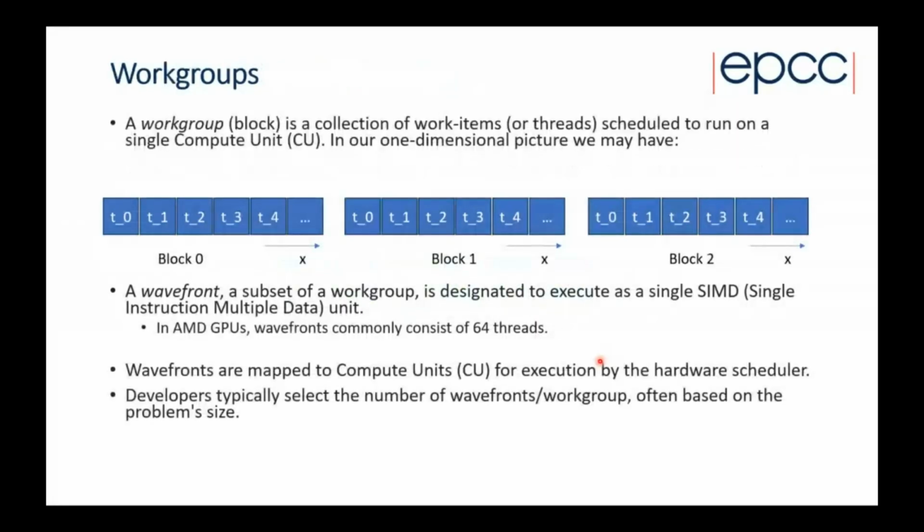I briefly mentioned the word working groups earlier, or blocks in NVIDIA language. A working group is a collection of work items or threads scheduled to run on a compute unit. In our one-dimensional picture, we would have the following. Block 0 has threads 0 to n. Block 1 has another set of threads 0 to n. Block 2 has a third set, threads 0 to n. That's how you divide up a very big array to work on. You couldn't necessarily have a humongous block. You might want to have smaller but multiple blocks to deal with that array.